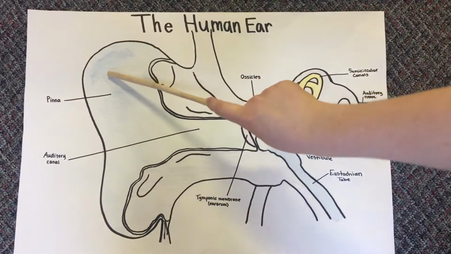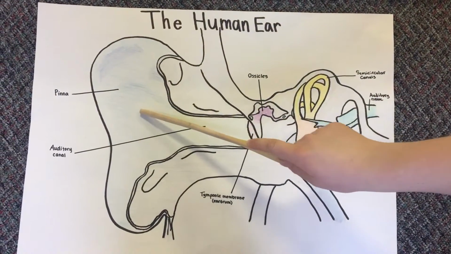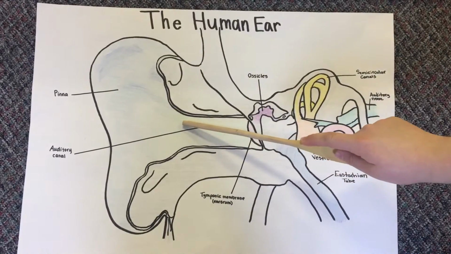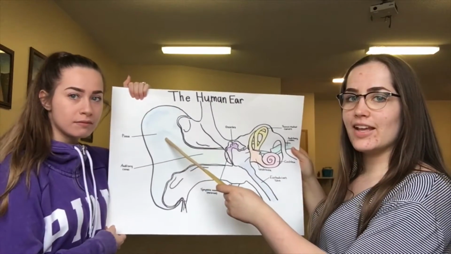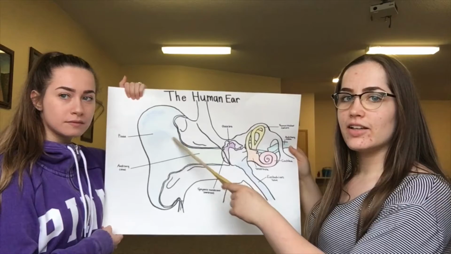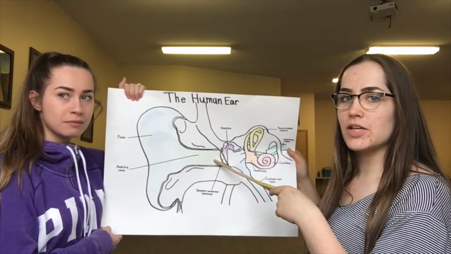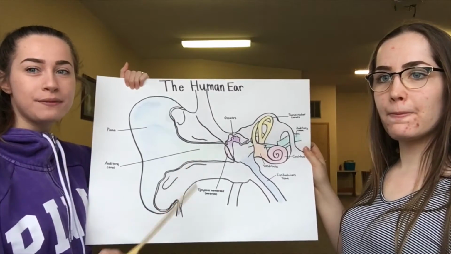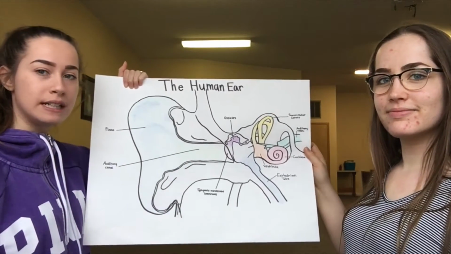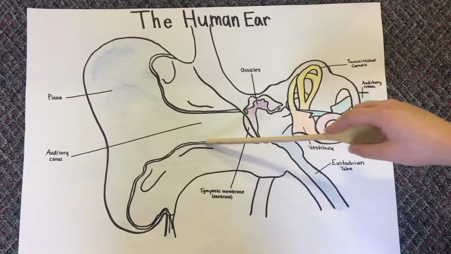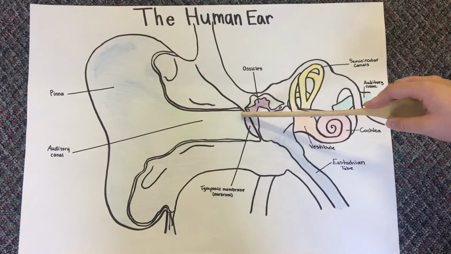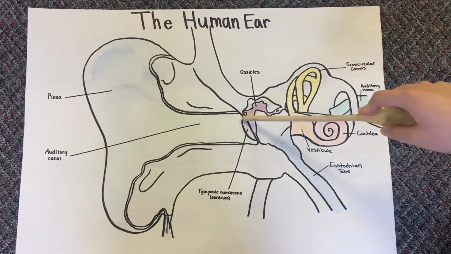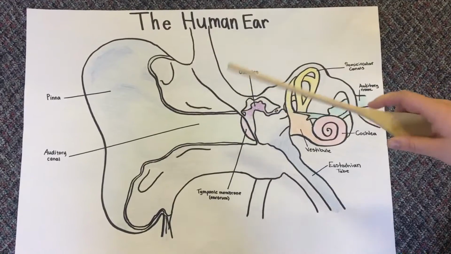The sound waves are first collected by the pinna, where they are directed through a passageway called the auditory canal. This is the pinna, and it acts as a funnel to collect and direct sound waves through the auditory canal. This is the auditory canal. It is a passageway for sound that leads to the tympanic membrane. Specialized cells in the auditory canal produce earwax, which prevents foreign particles from entering the ear.